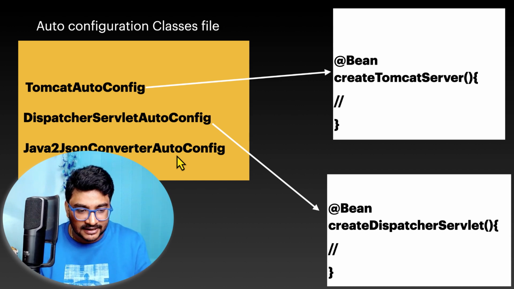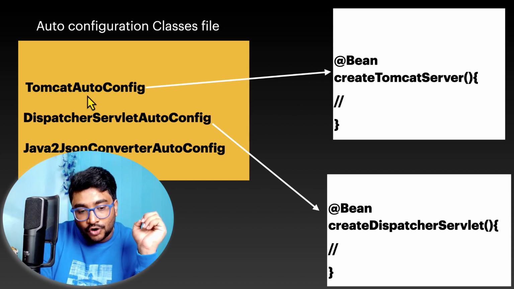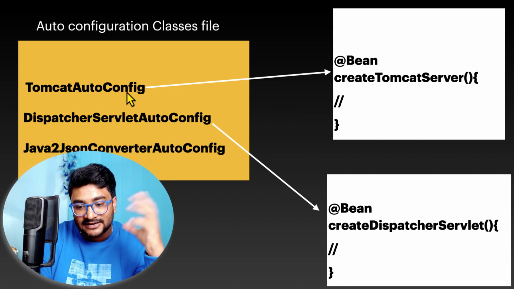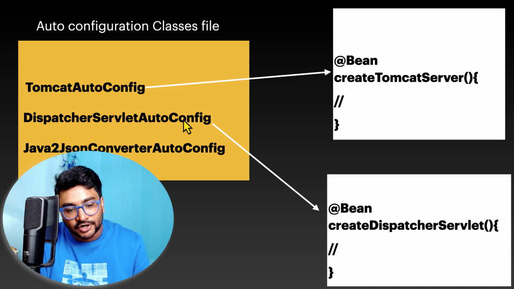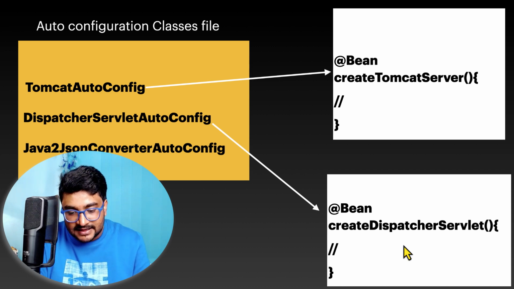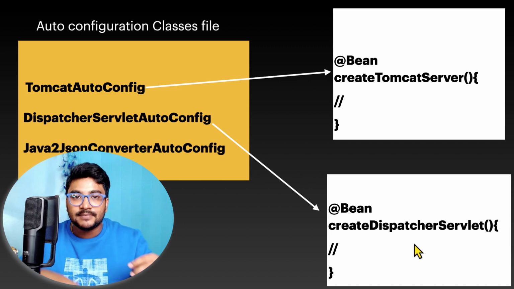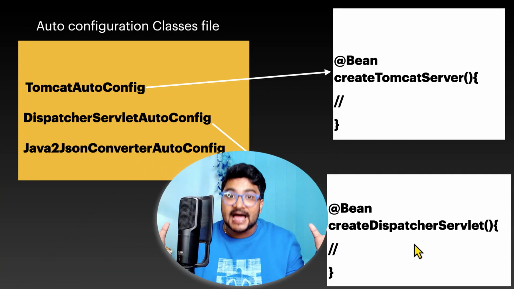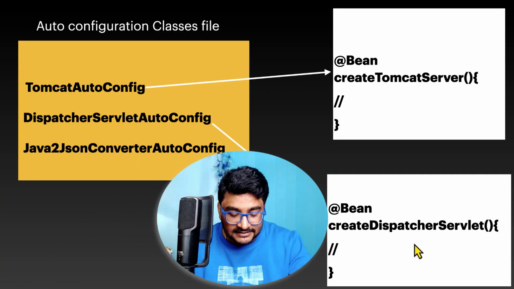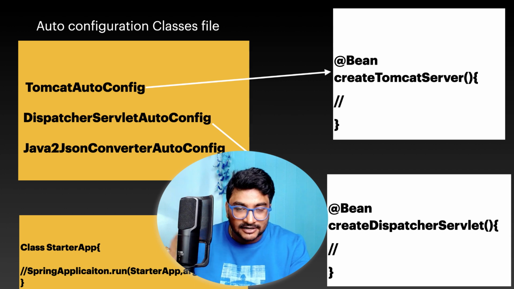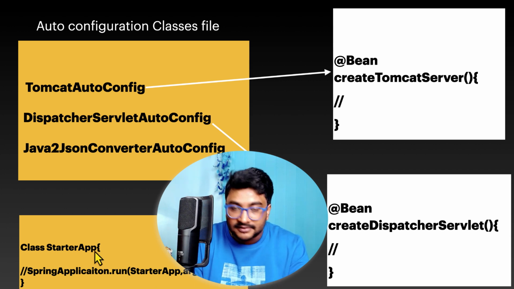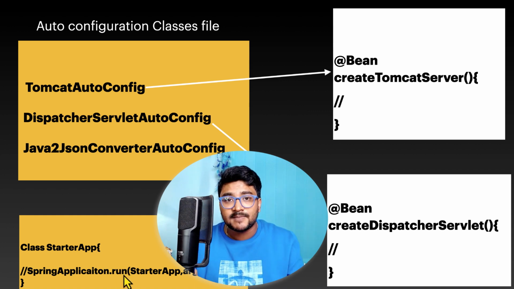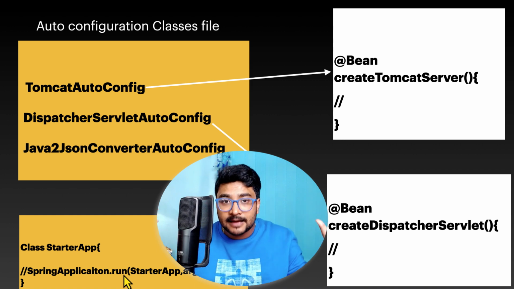Now the next question. As I'm telling you, when the Tomcat auto configuration will be activated, the Tomcat server bean will be created. When the dispatcher servlet auto configuration class will be activated, the dispatcher servlet bean will be created. So when they will be activated, how will they be activated? They will be activated from your starter app. I have told you in every Spring Boot application we have a starter app, right? And inside the starter app, we are using the run method. The run method is doing what? It is bootstrapping my application.